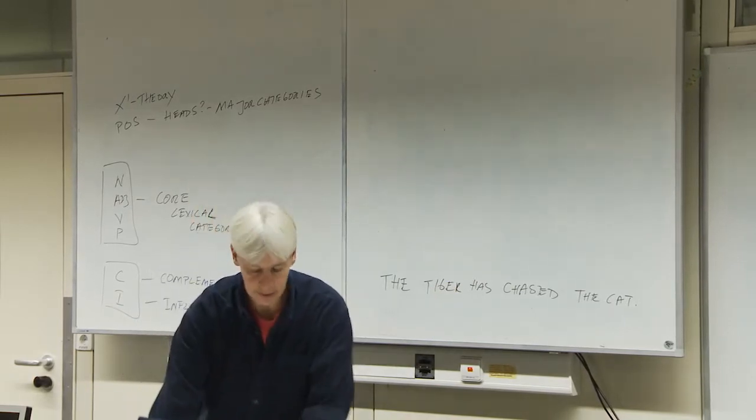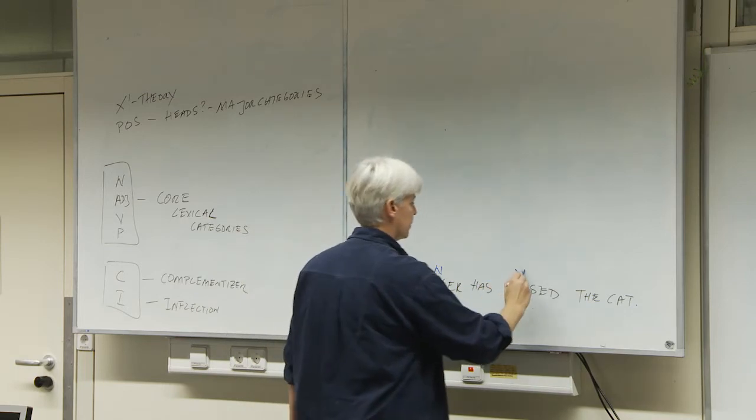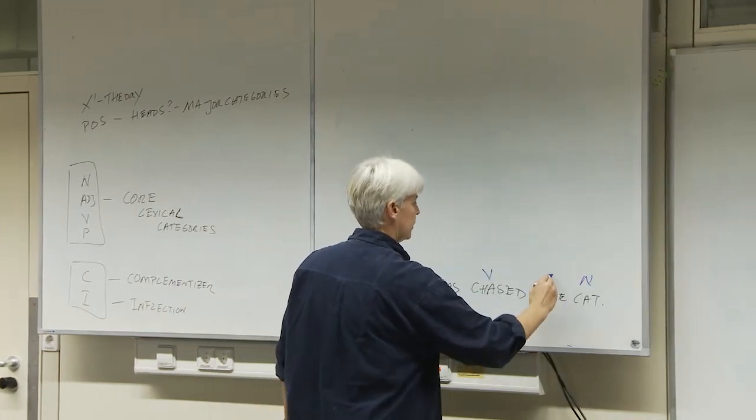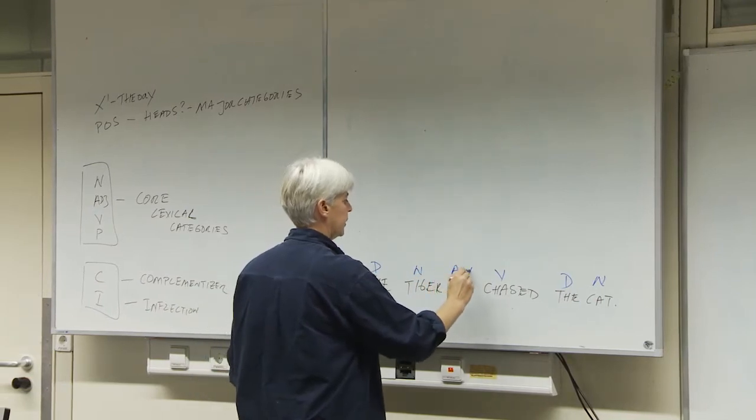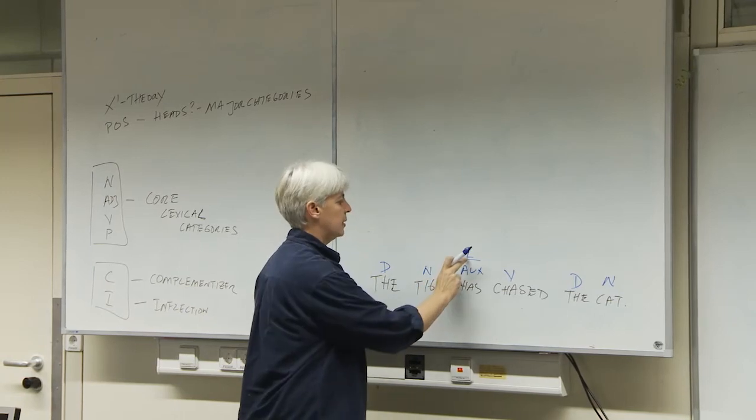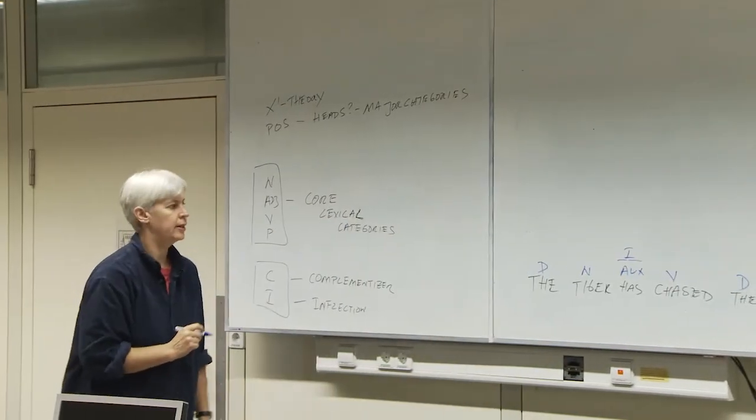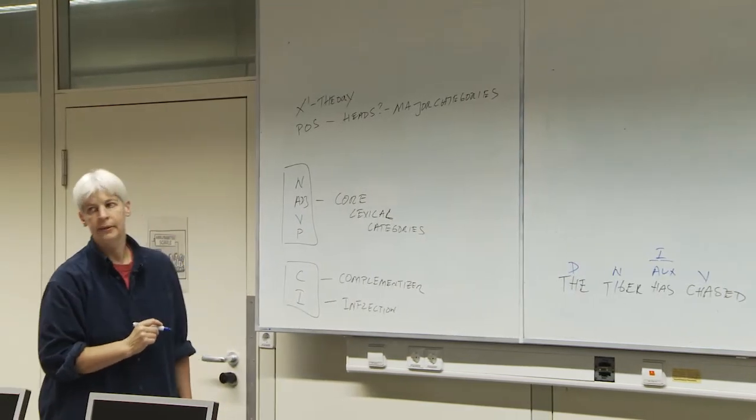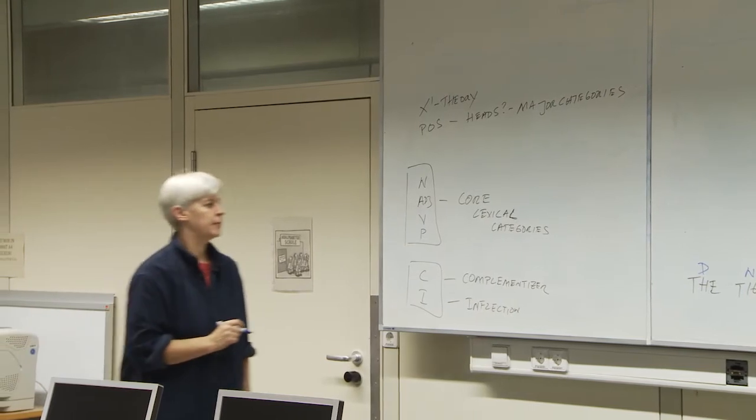We can start with the parts of speech. Say this is a noun, this is a verb, this is a noun, this is a determiner, and this is an auxiliary, right? Or usually one says that this is the part that carries the actual tense inflection, so that is usually called an I in syntax. Okay.